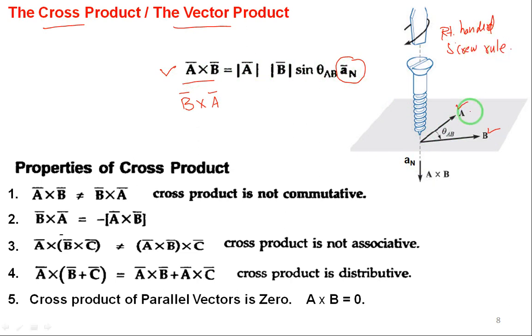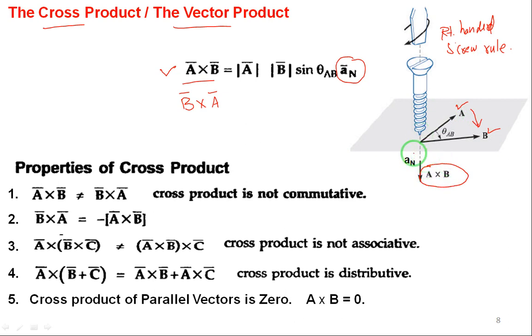Yes, I am taking the cross product of vector A cross vector B, not B cross A. Vector A cross B means I have to take the screw and rotate it from A to B, which is the clockwise direction, right? So the tip of the screw will move in the downward direction. Just go on turning it from A to B, and you can see the cross product, vector A cross B, is in the downward direction.